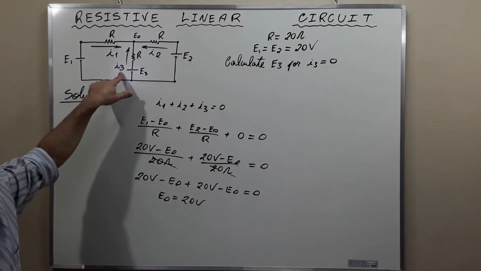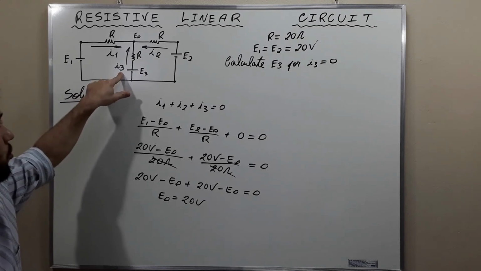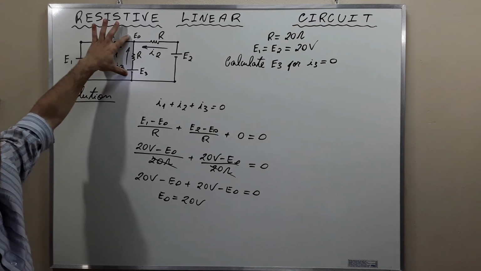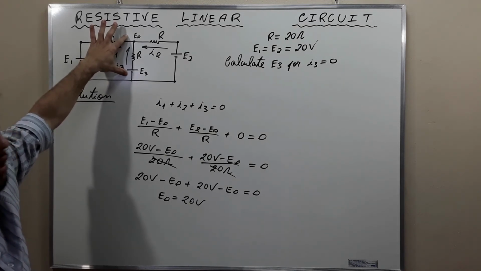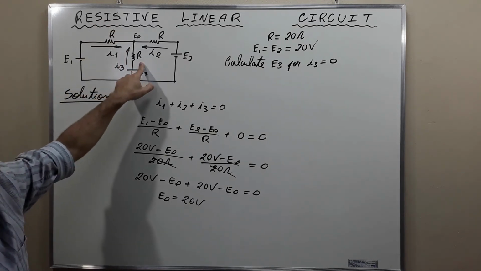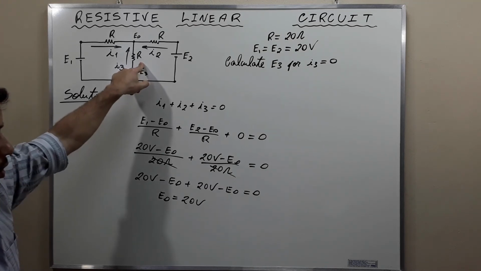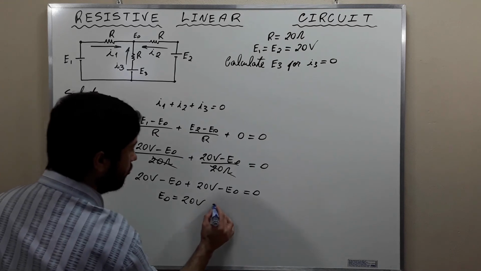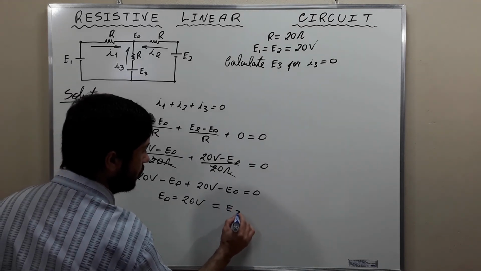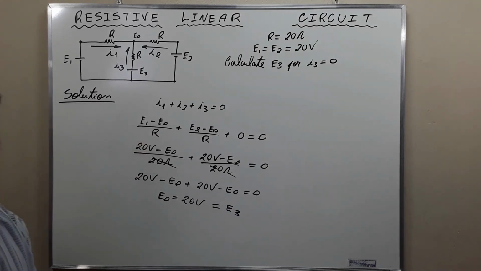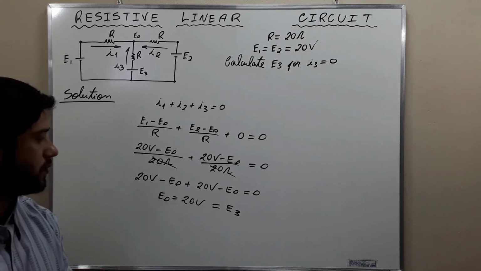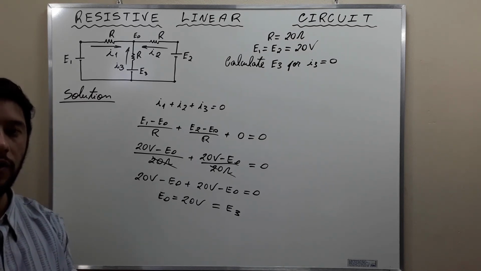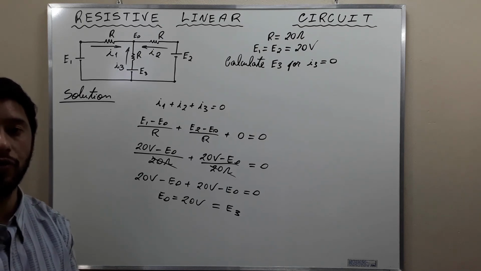If the current I3 has to be equal to 0, then there is no voltage drop here. No voltage drop on top of this resistor here. Therefore, we can conclude that E3 is actually equal to E0. Alright, my friends? Does it make sense to you? I hope so. Alright, my friends, this is the exercise that I wanted to solve with you.